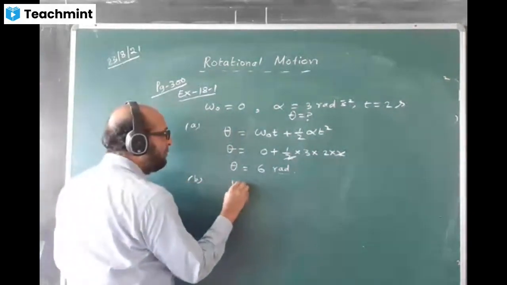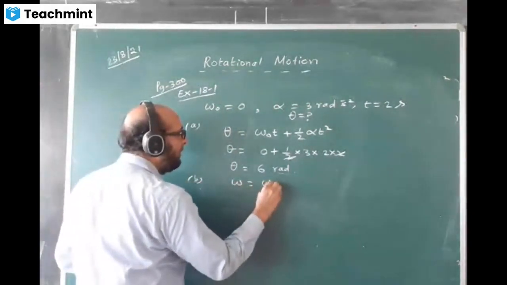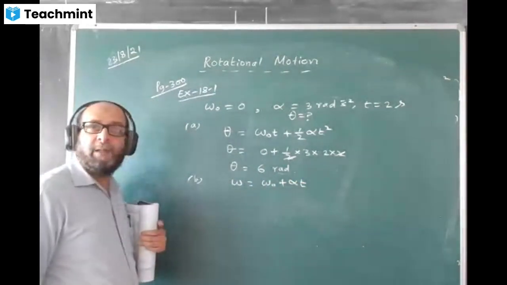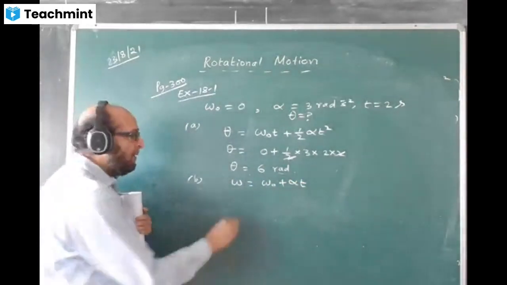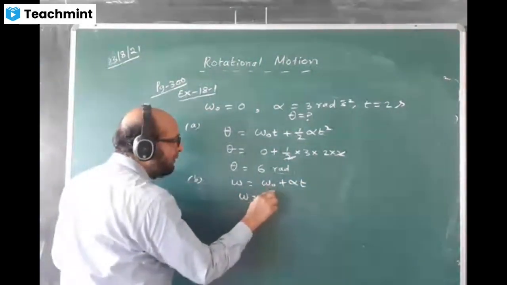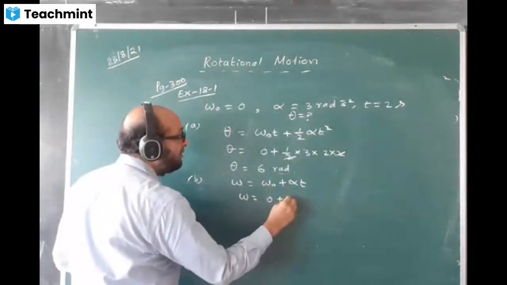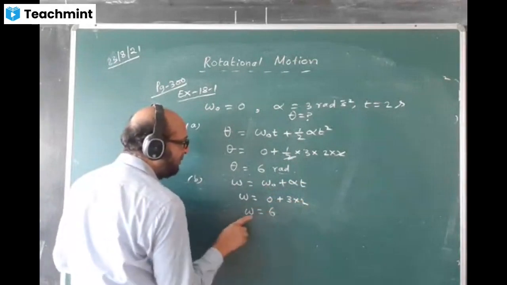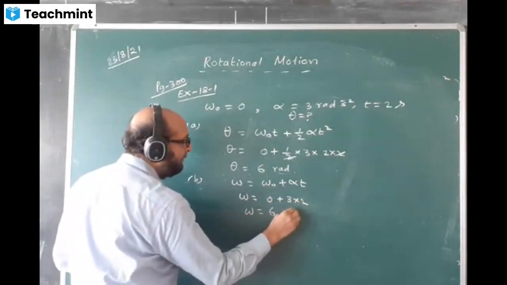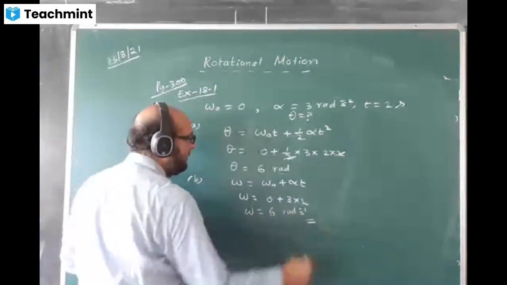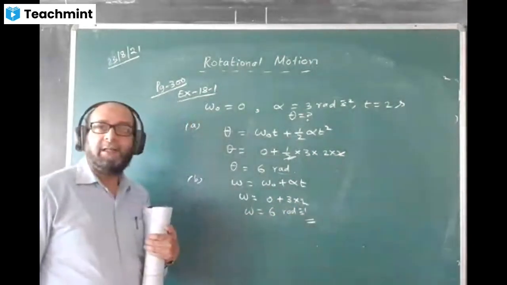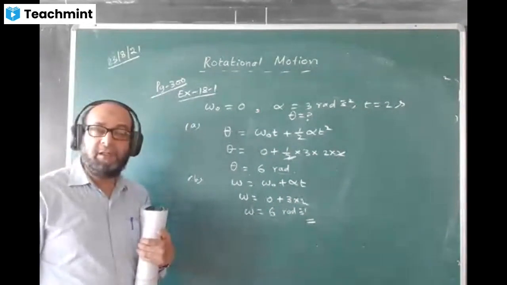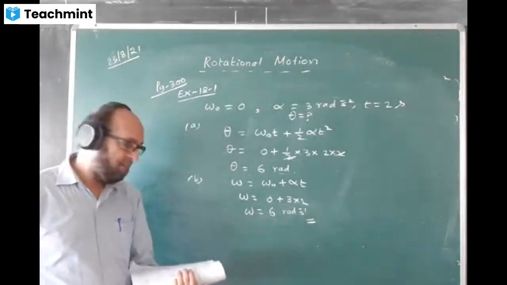Actually I am choosing the formula omega is equal to omega naught plus alpha t, the first formula, like v is equal to u plus at. Omega we have to find, omega naught is 0, alpha is 3 and t is 2. Omega value is also coming 6, but the unit of omega will be radians per second. Like meter per second, here it is radian per second, because theta is measured in radians. Finished.